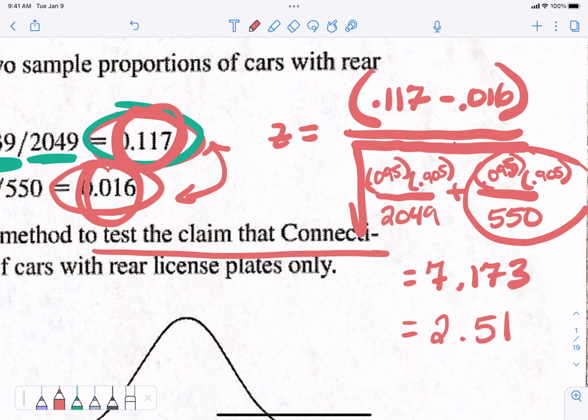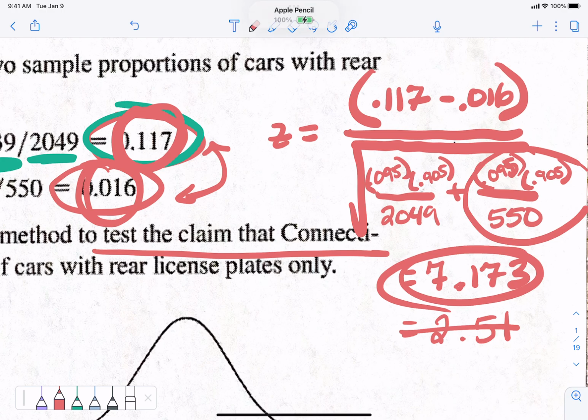Yeah. I got 7.17. This is what I got. I didn't get 2.51. Oh, yeah. 0.095. This is 0.905. Oh, yeah. So you switch the numbers now. Okay. I got 7.17. Let's go. Did you get it? Yeah.